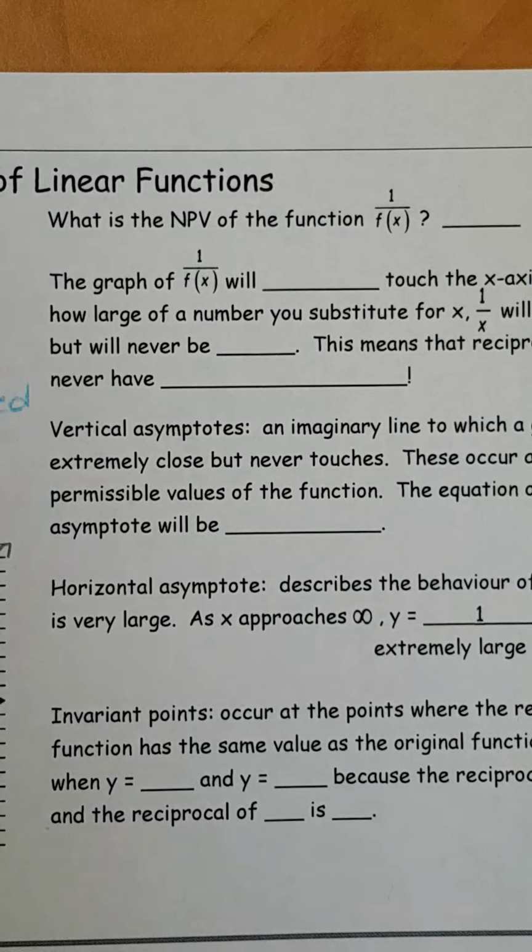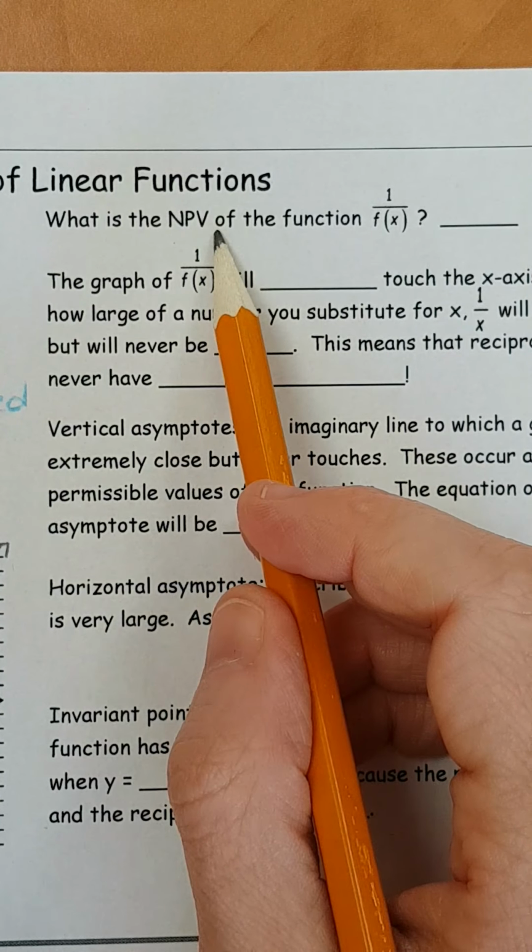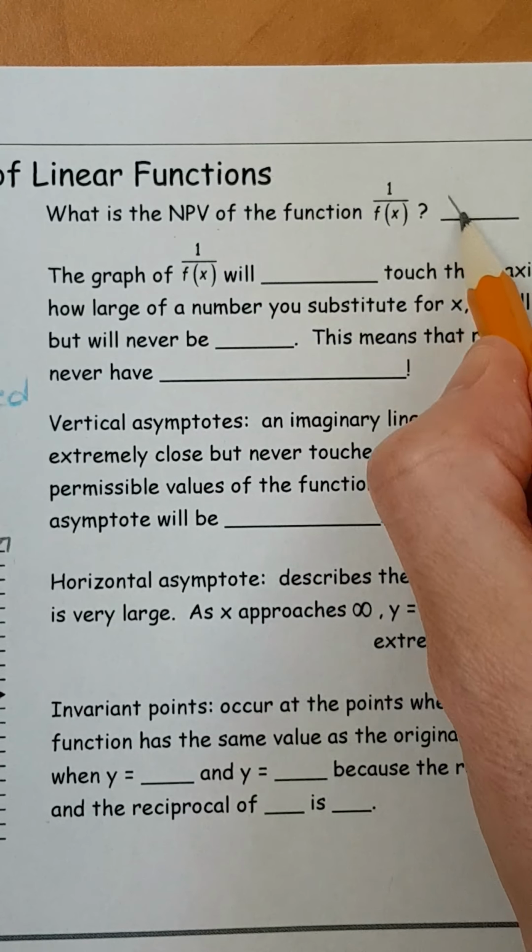So let's look, excuse me, at the non-permissible value. We know that x can't be 0, right?